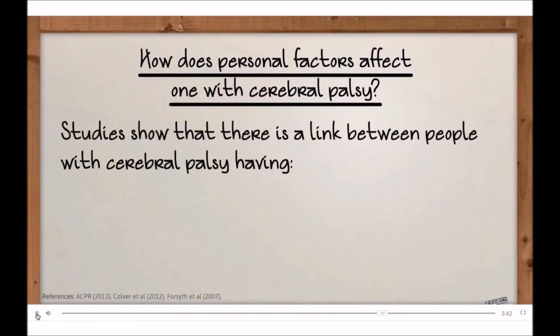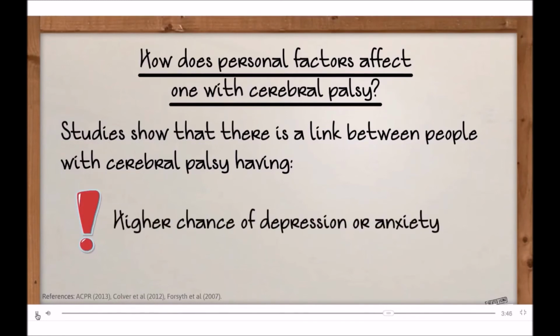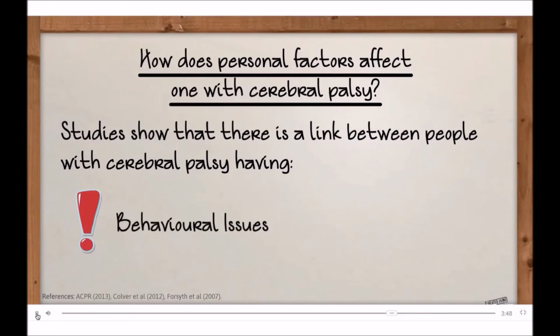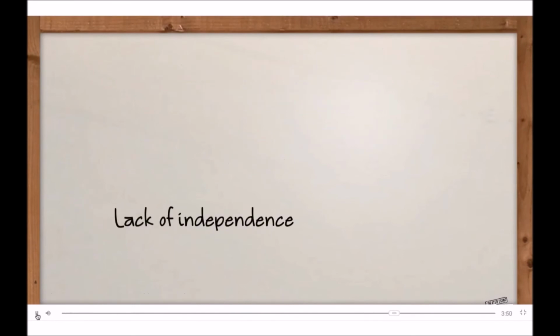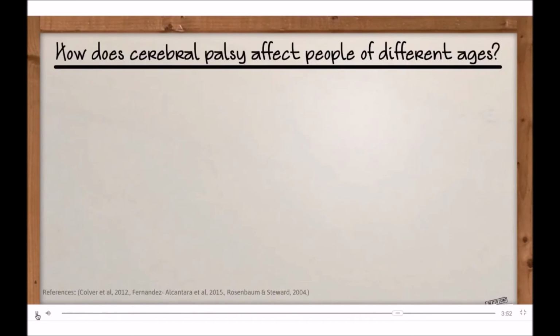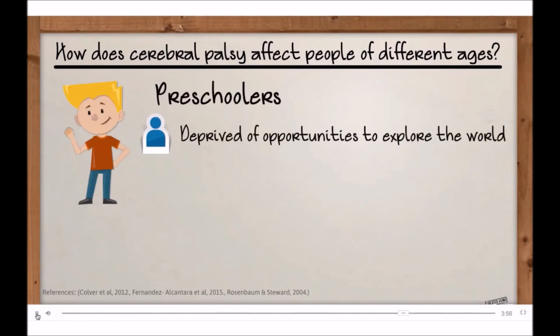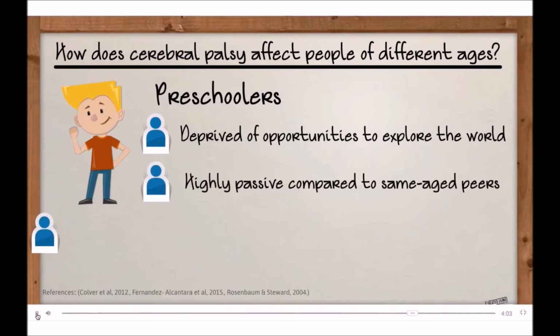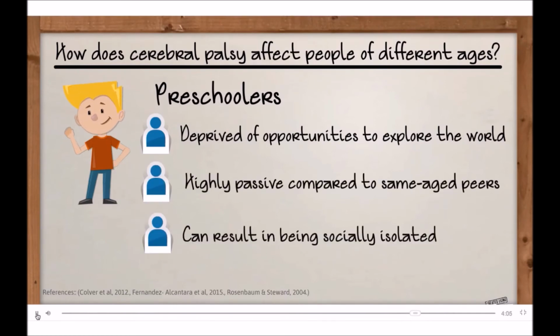Studies show that there is a link between cerebral palsy and higher chances of depression and anxiety, behavioral issues, and lack of independence. Cerebral palsy affects an individual across the lifespan. At the preschool age, opportunities to explore the world may be deprived due to children with cerebral palsy being more passive in nature, leaving them more socially isolated.